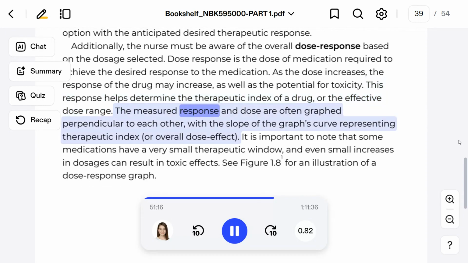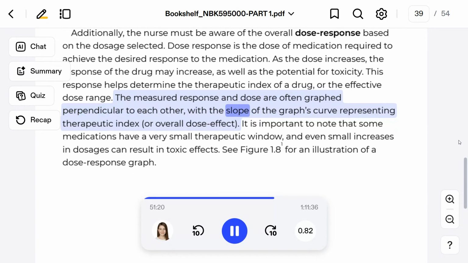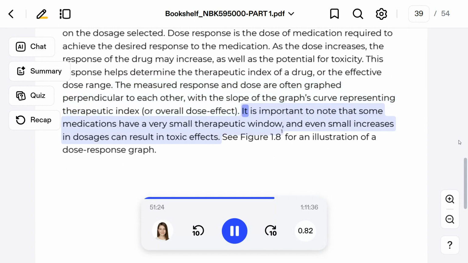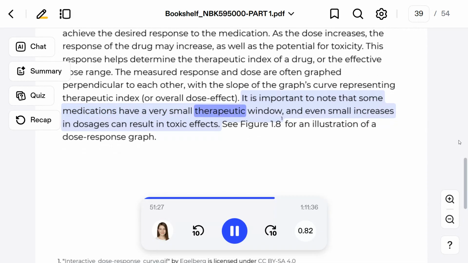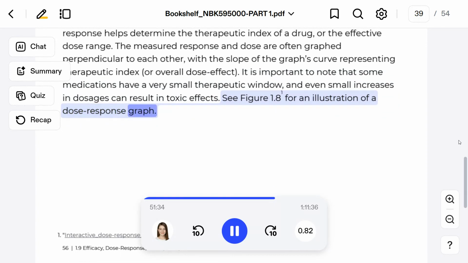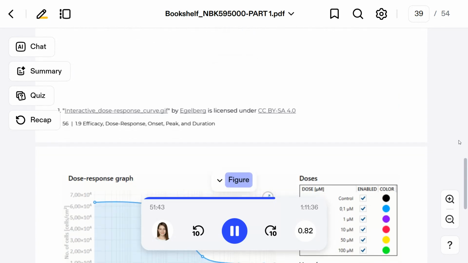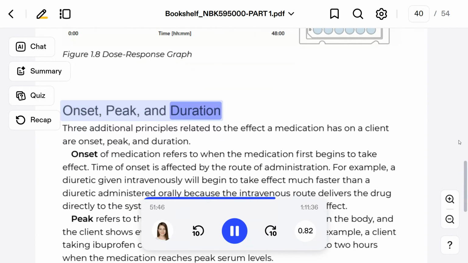The measured response and dose are often graphed perpendicular to each other, with the slope of the graph's curve representing therapeutic index. It is important to note that some medications have a very small therapeutic window, and even small increases in dosages can result in toxic effects. See Figure 1.8 for an illustration of a dose-response graph. Figure 1.8, Dose-response graph.